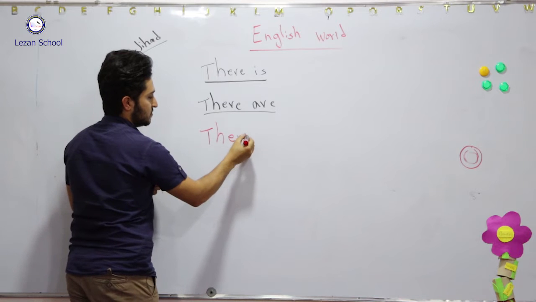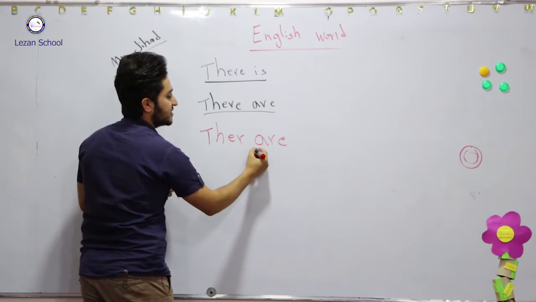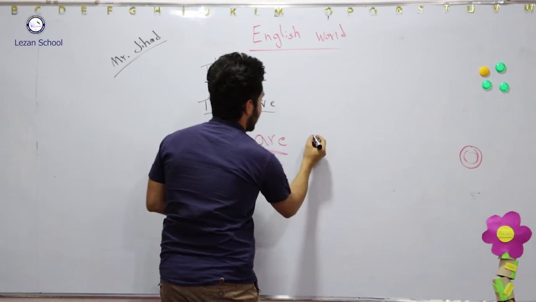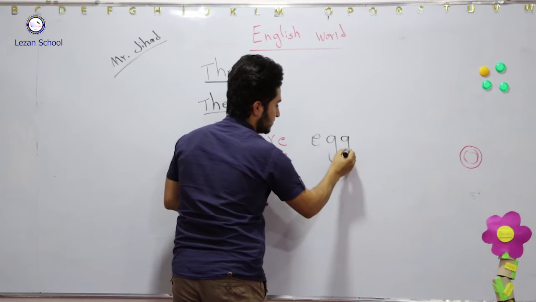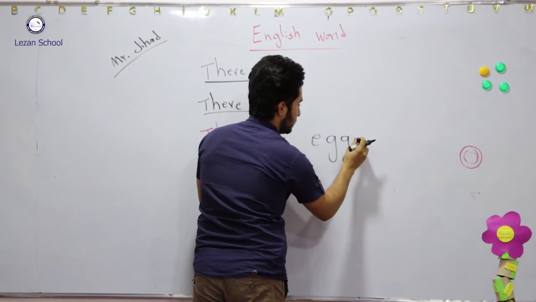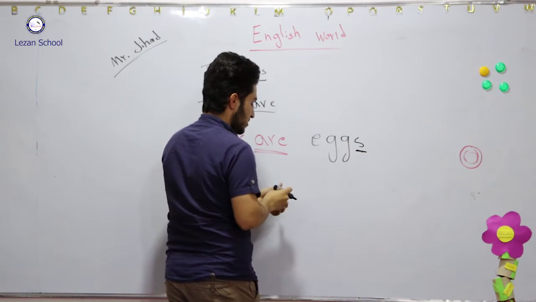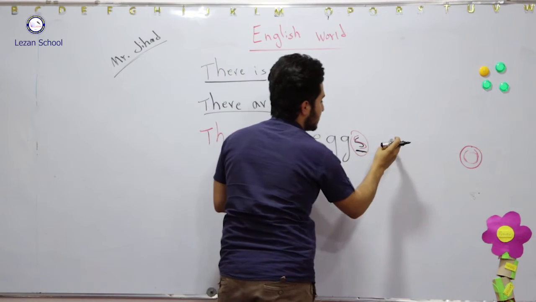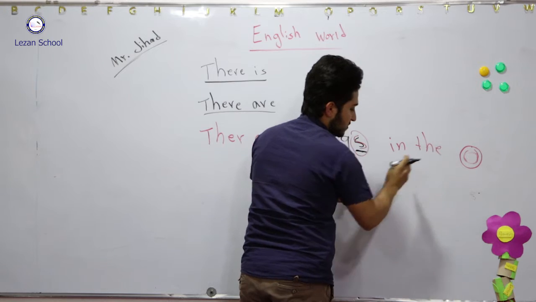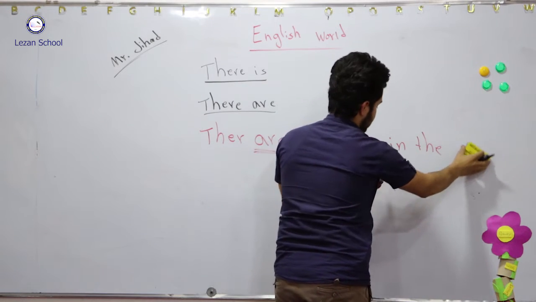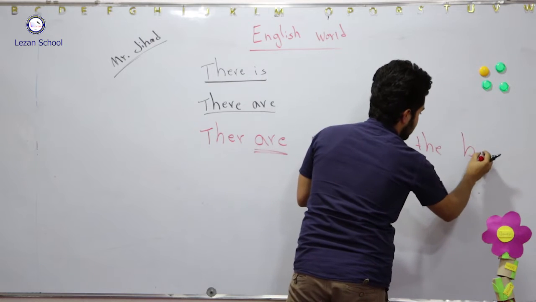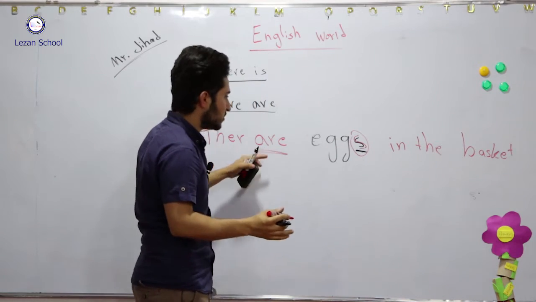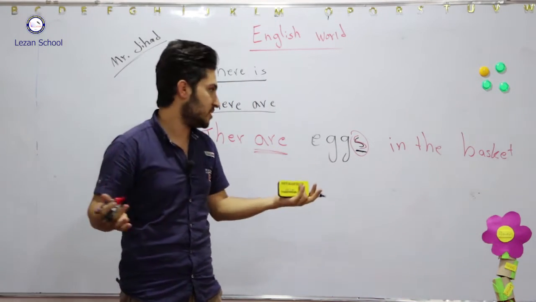Now look at it. There are, A-R-E, it's plural. There are eggs. We make plural like this. There are eggs in the basket. There are is plural, but we don't know how many, one, two, three, or four.